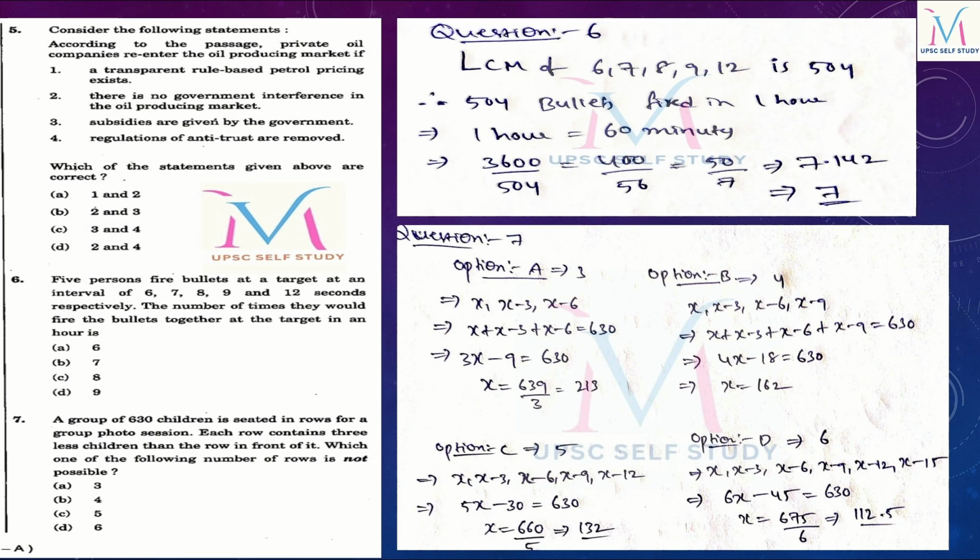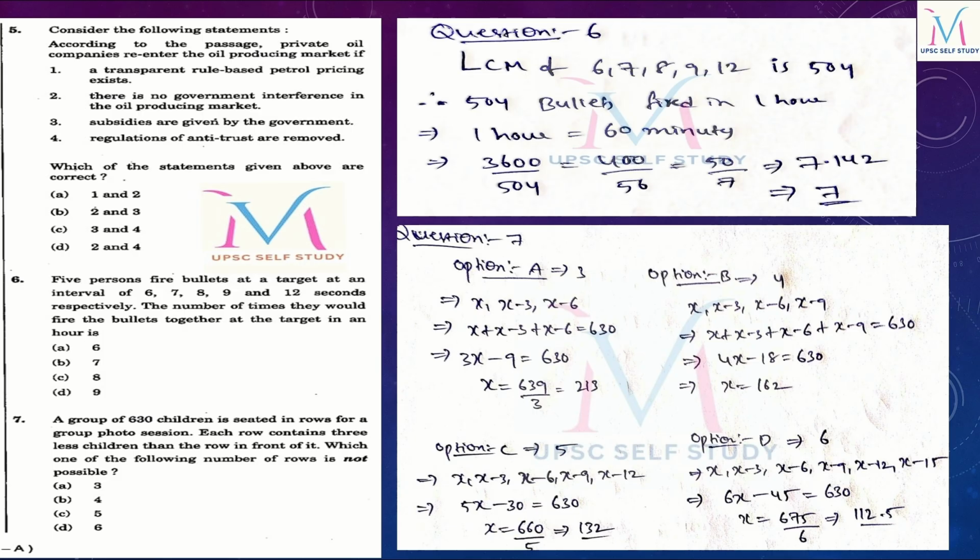That is also fine. And coming to option C. If we calculate, we get 132. So if we make them sit in the first row, the first row is 132, and the second row is 132 minus 3, 129. The third row is 129 minus 3, 126, the fourth row is 126 minus 3, 123, and the fifth row is 123 minus 3, 120. So if we calculate these 5, again we get 630.